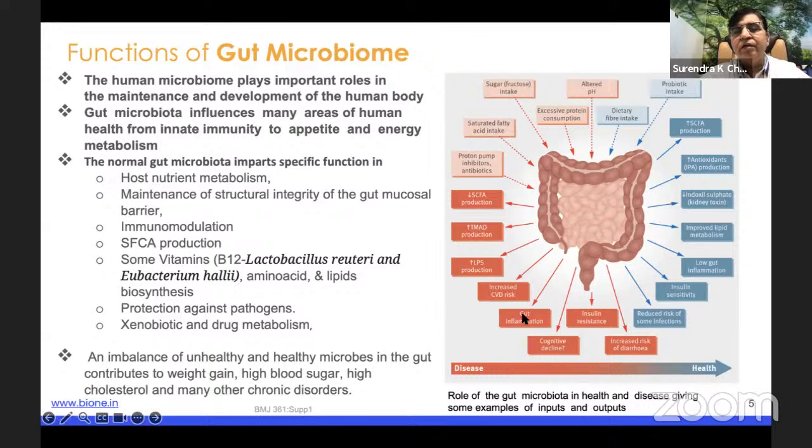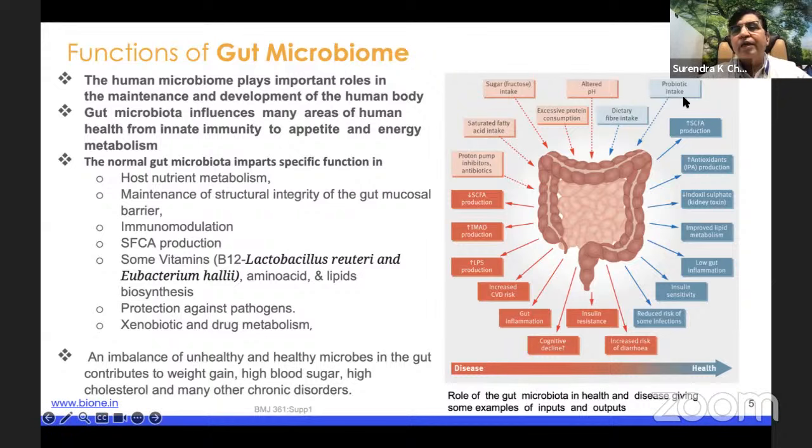On the left-hand side, what is happening here is how the disease happens. If we are in a certain stage where we're altering the pH, with excess protein consumption, sugar like fructose, more intake of saturated fatty acids, and antibiotics and other drugs which we are taking, so when we are on a low-fiber diet, not a whole diet, and using a lot of processed food, then SCFA production decreases, TMAO production increases, and LPS, which is a major source of inflammation, increases. Gut inflammation starts increasing, and insulin resistance, which is almost causing the disease progression in various chronic lifestyle disorders.